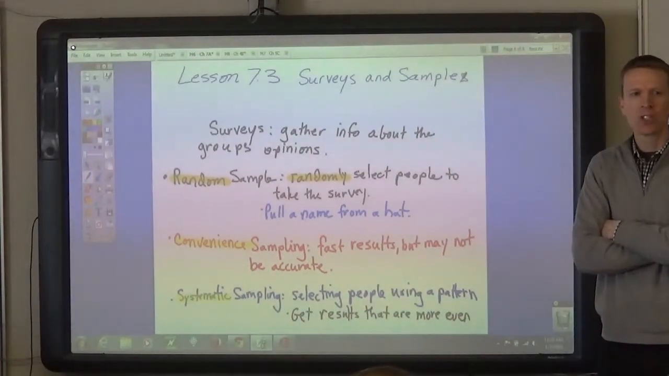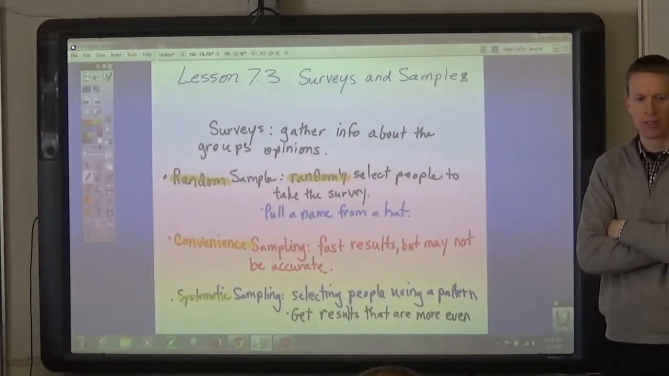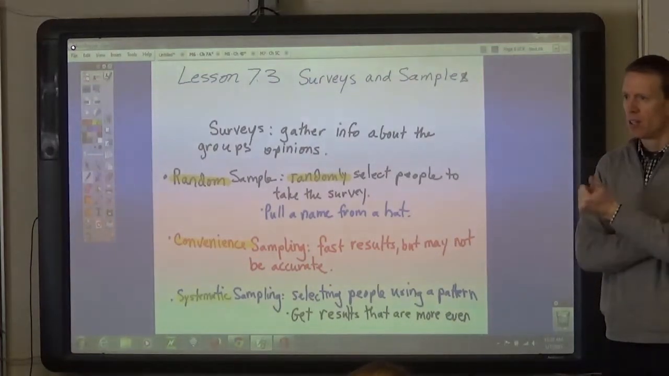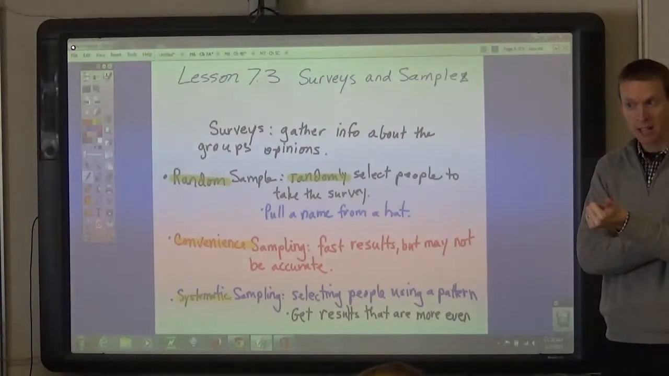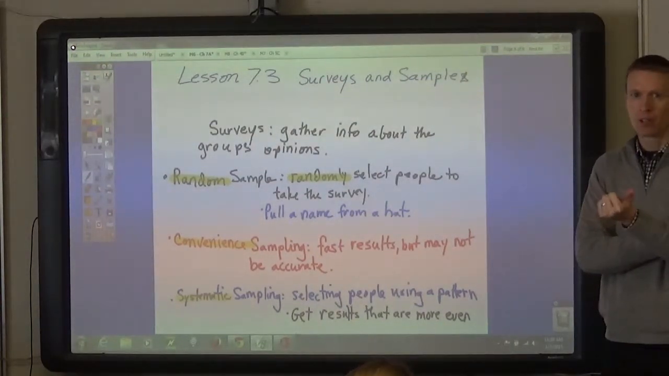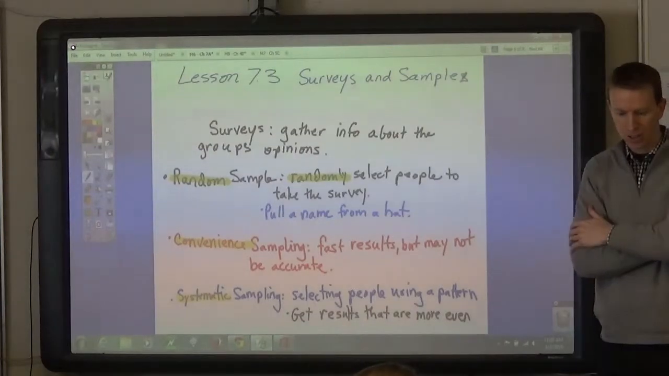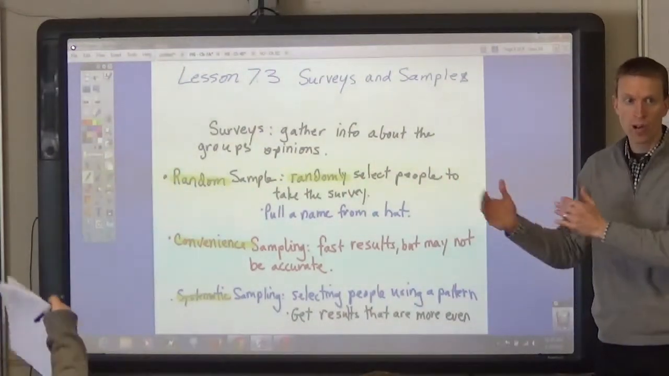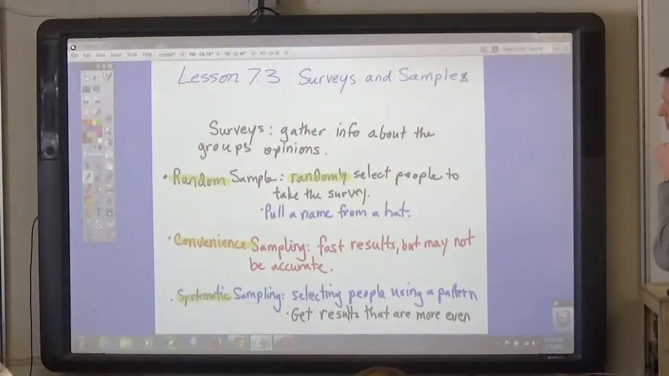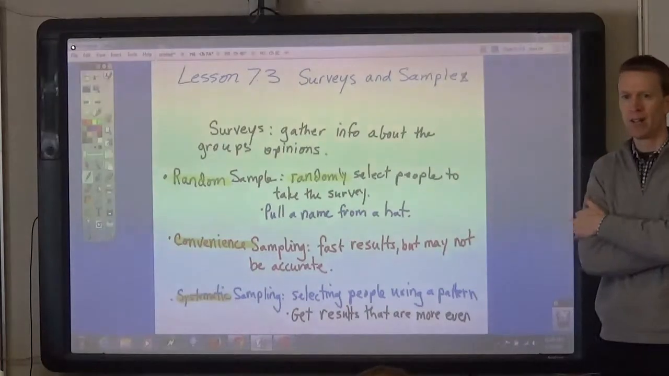Whenever you're going to take a survey, you need to make a plan first. You need to plan out the type of information you want to get, what kind of questions you need to ask in order to make your survey a non-biased survey, meaning you're not leading the people to answer a certain way, and then how you're going to determine who's going to take the survey.